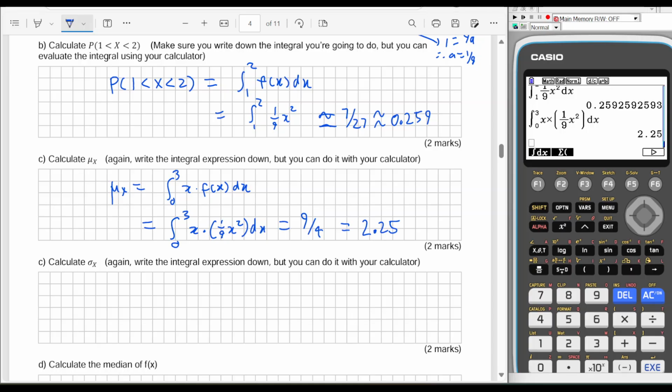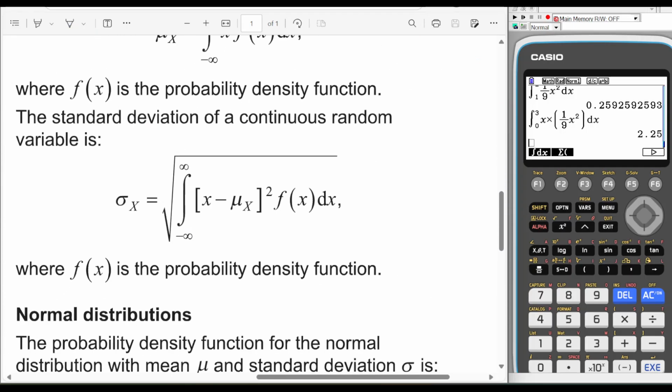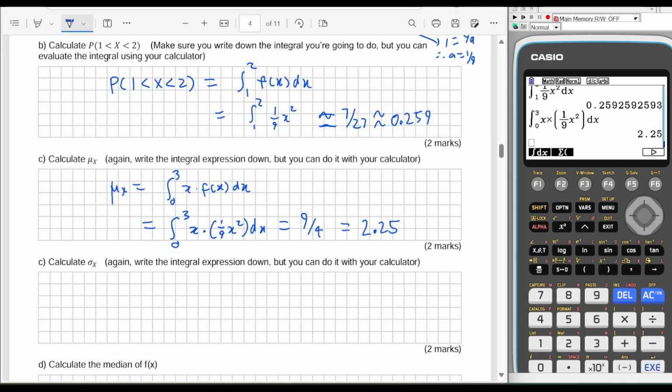Next, we've got to calculate the standard deviation. So there it is. So x, take the mean squared times f of x. So sigma is the square root of the integral from 0 to 3 of x, take the mean squared times f of x. And if we plug in what all those things are, this is 0 to 3 of x minus the mean, which was 2.25. So we're going to square that, and we're going to times it by our function. And we're going to take the square root of the whole thing.